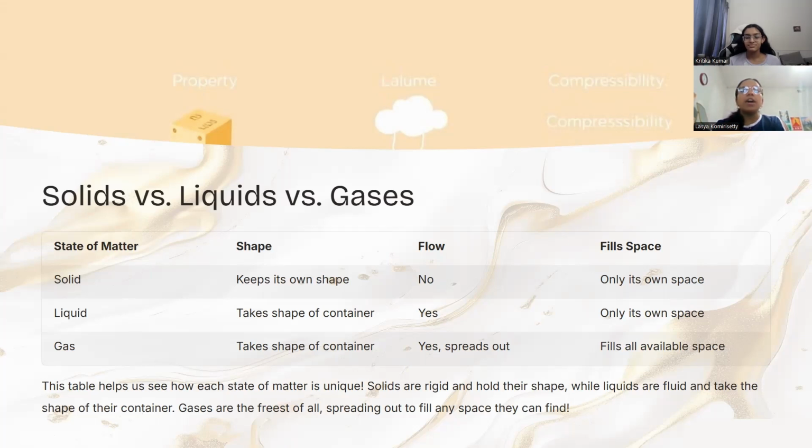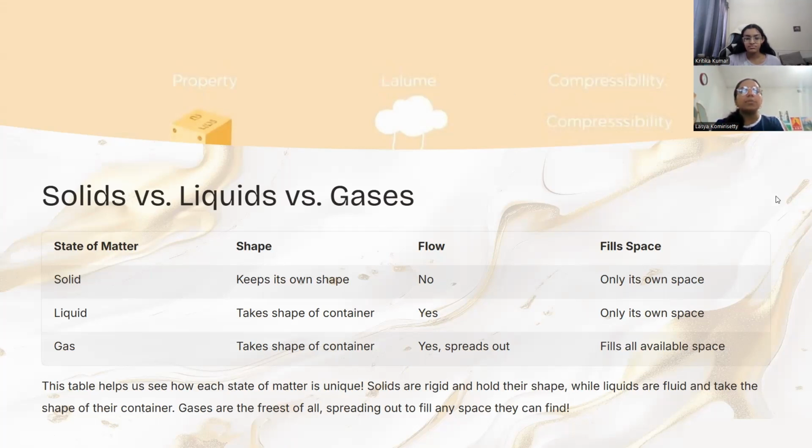Now let's talk about how they fill their space when we place them into a container. Solid, it's only in its own space. Liquid too, if you place it into a container, it is only in its own space. Gas, on the other hand, fills all the available space in that container.